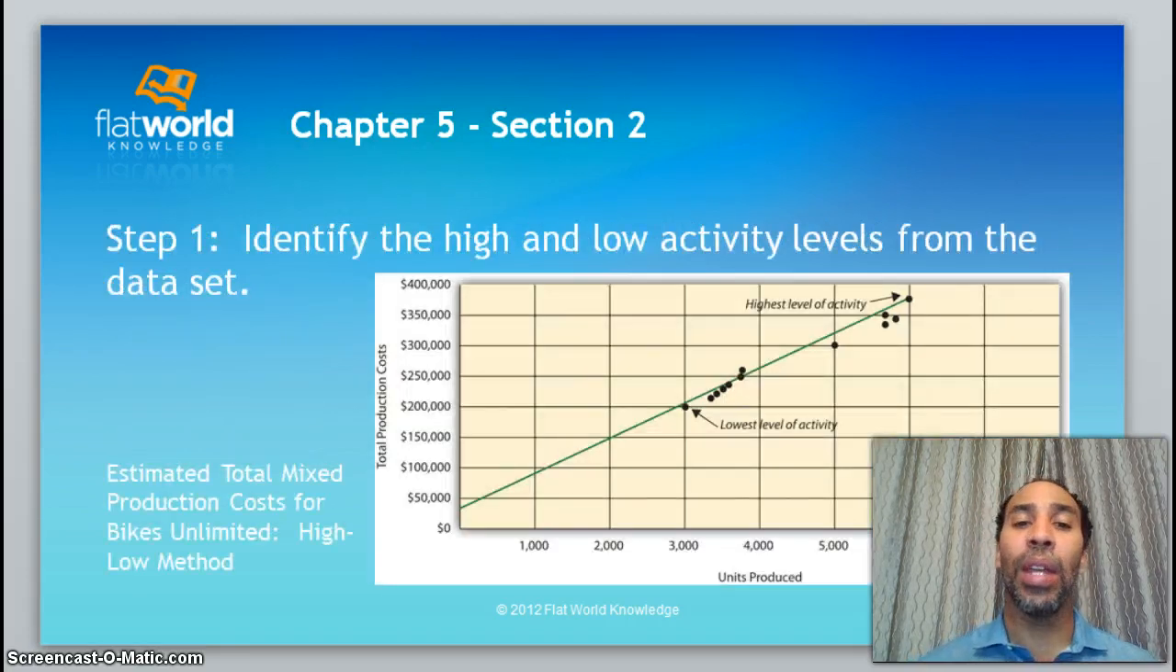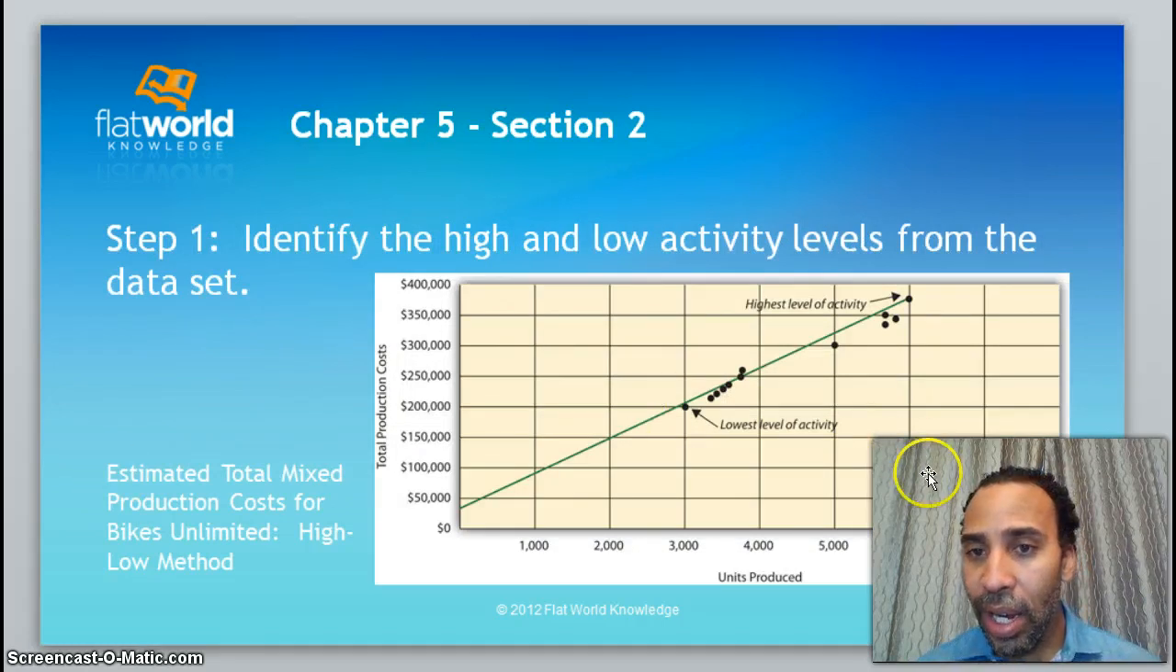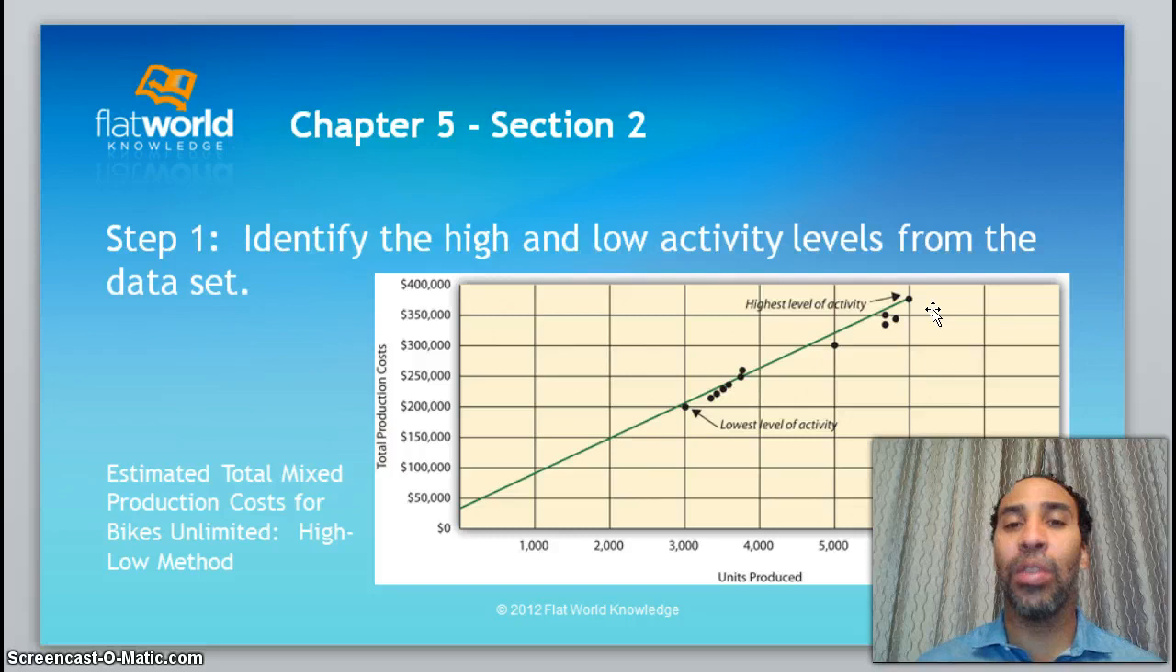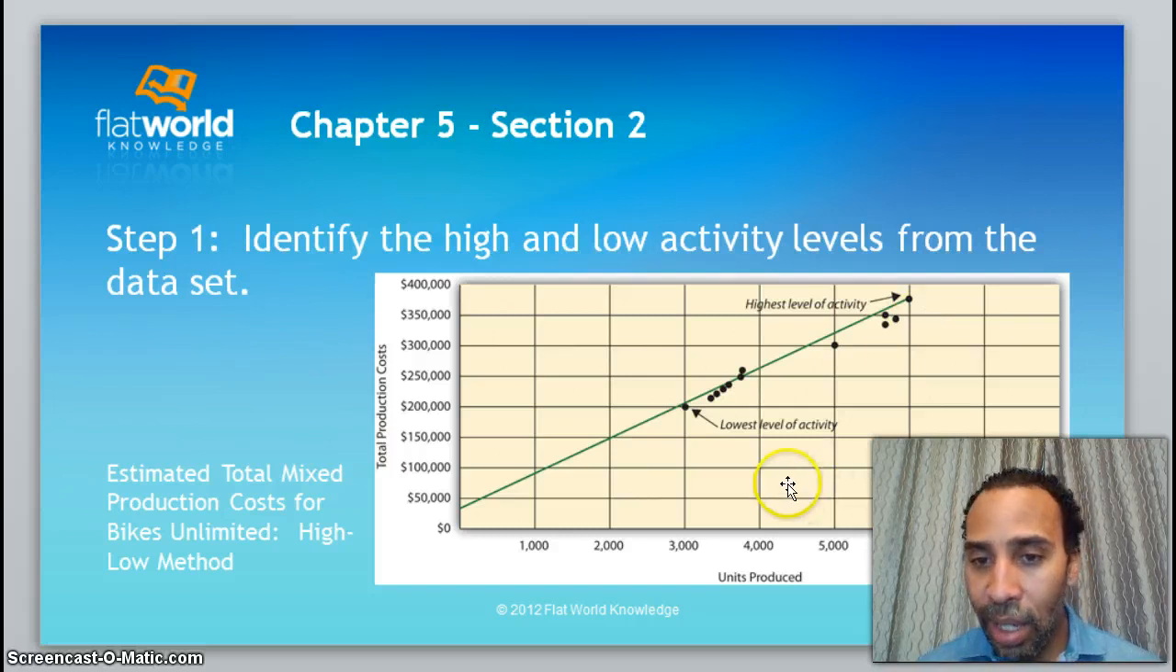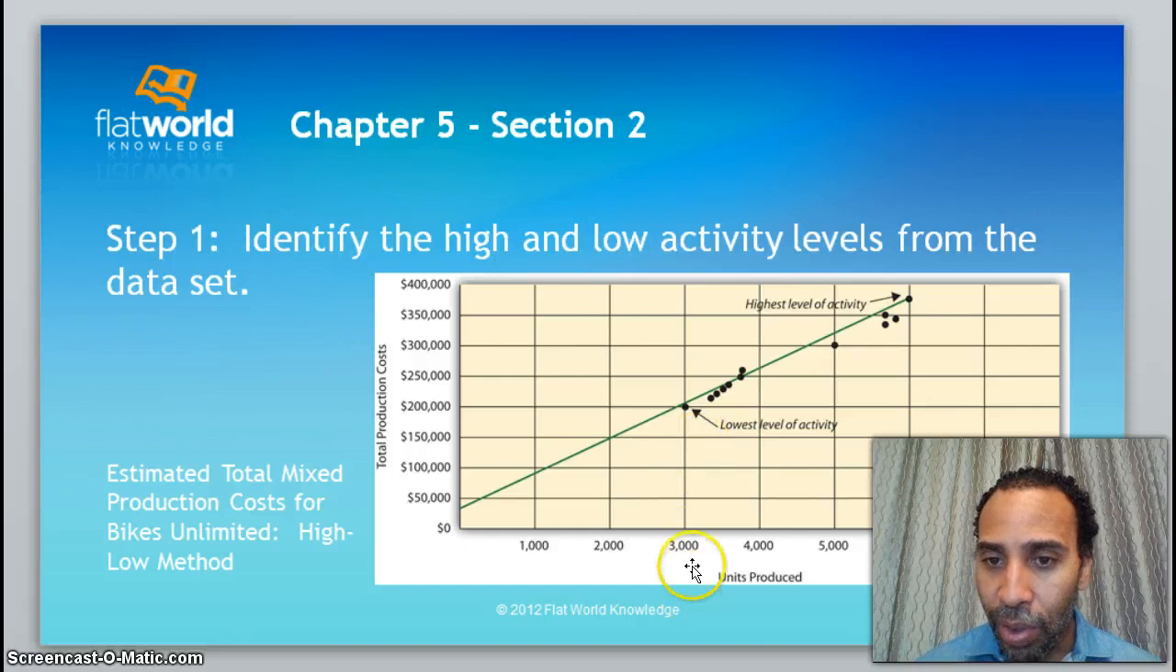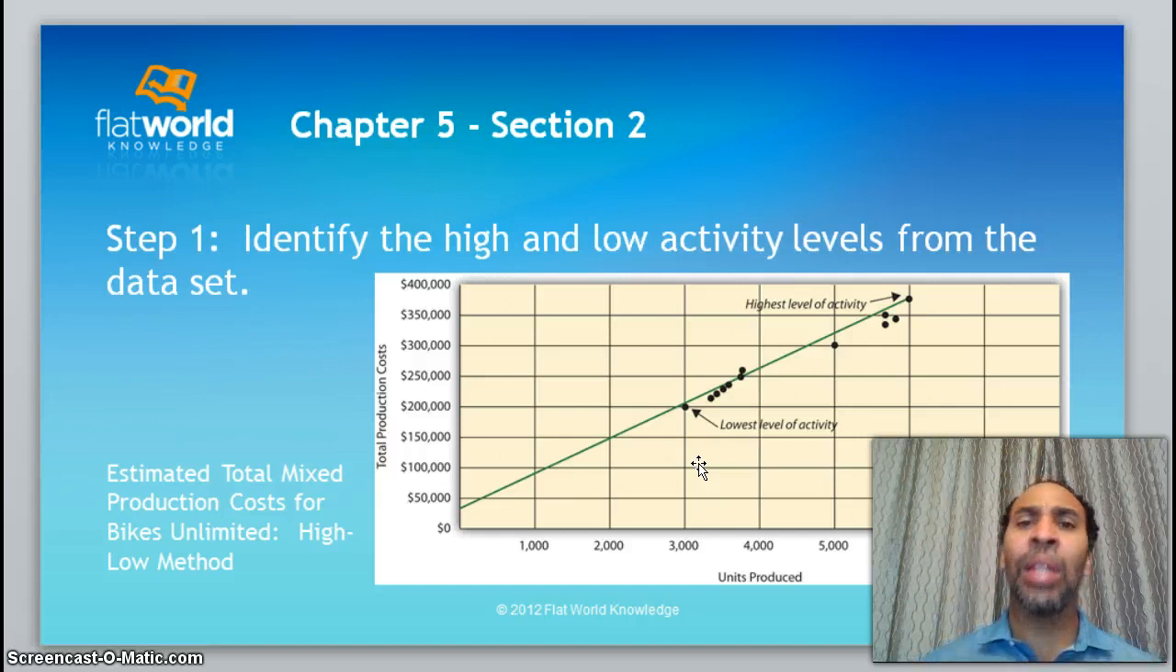So here's step one. Identify the high and low activity from the data set, right? So the high activity you see here is going to be 6,000, and this is probably like 375,000. I don't know. It's just an estimate. When we go to the next slide, you'll see exactly what the number is. Lowest activity looks like it's right there. So 3,000 units produced and probably about $200,000. Or looks maybe a little bit less, but let's just see what the numbers are. Just graphed out to show you, and then you get your estimate.